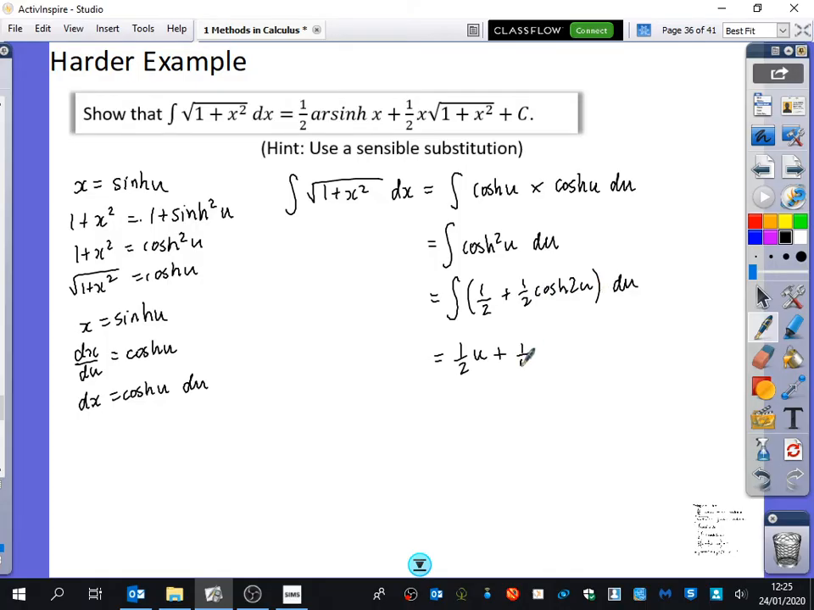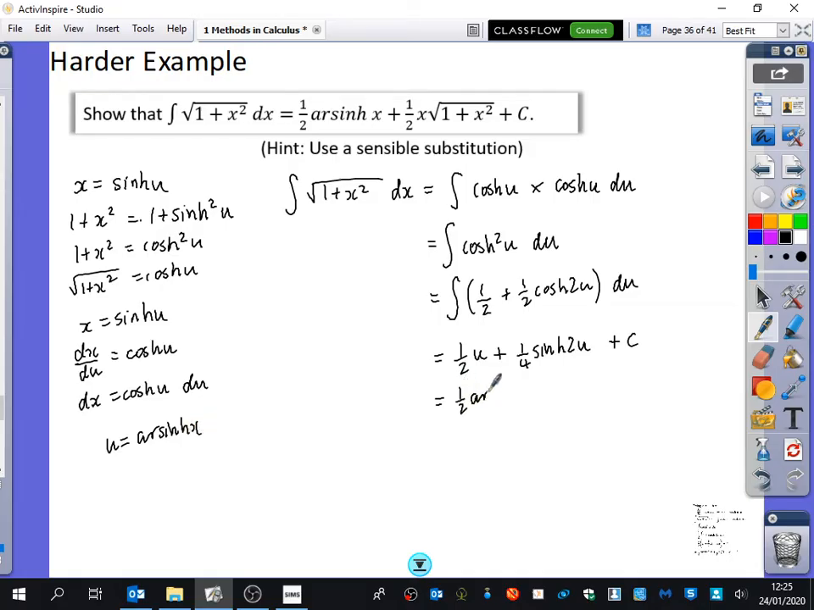A quarter shine. There we go. Oh yeah, this is fun, this one. That's it. And then subbing in the u's. When we sub in the u's, this is nice because we've got a half u, which is just u. Why? u is r shine x. Yep, so that's what we've got.